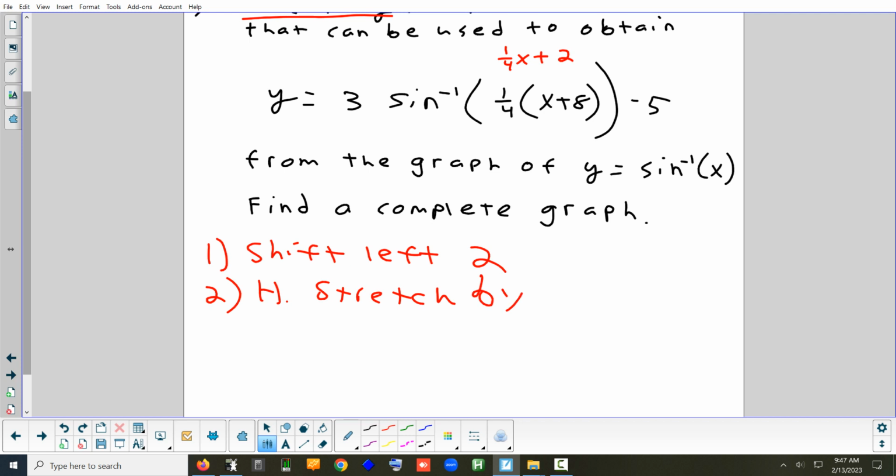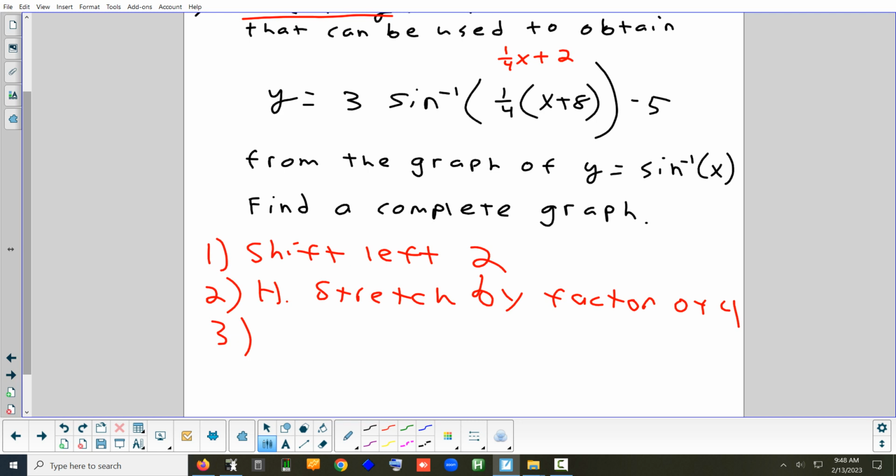Horizontal stretch. Factor of 4. Okay, what about the 3? Yeah. It would be a vertical compression by a factor of 3.